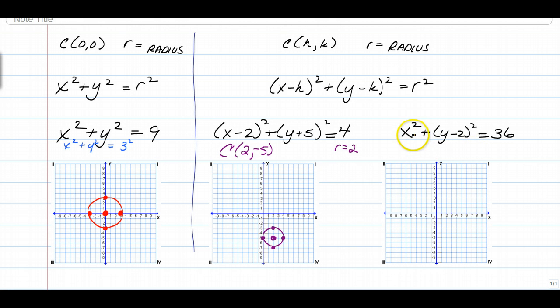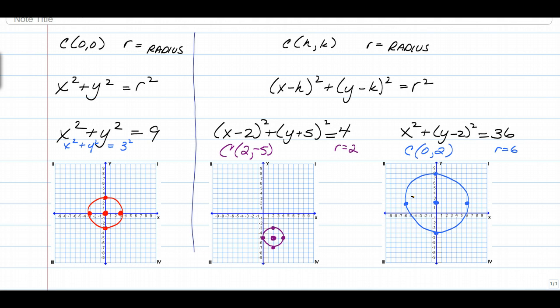So your center, there's nothing with the x, so that means our x coordinate of the center should be 0, comma. Y minus 2 would turn into a positive 2. So you're going to start at (0, 2). And 36 is going to give you a radius of 6. So you're just going to go right 6, down 6, left 6, and up 6. And once again, to the best of your ability, draw a circle. And you're good to go.